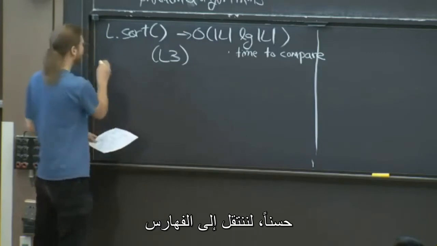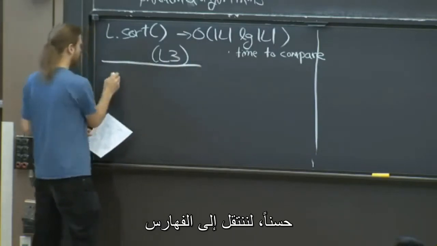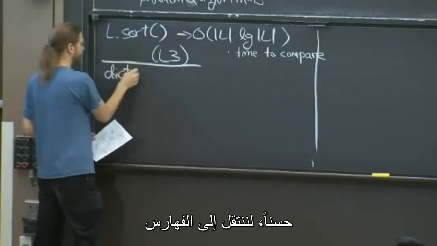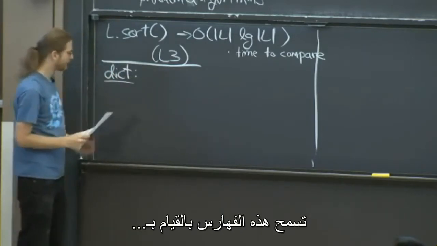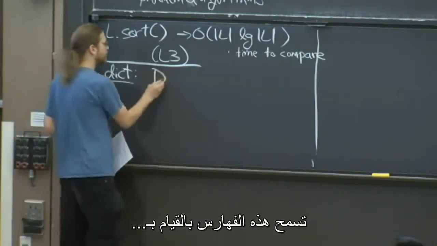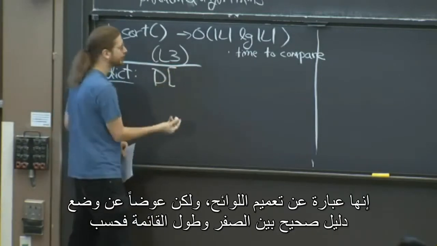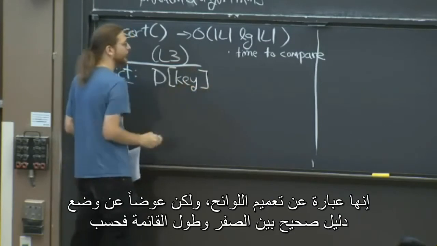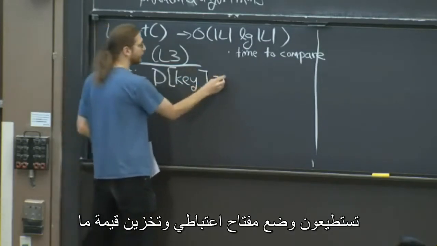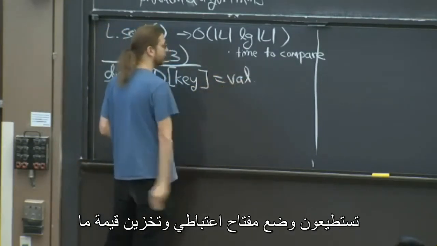All right, let's go to dictionaries. Python calls them dicts. And these let you do things. They're a generalization of lists in some sense. Instead of putting just an index here, an integer between 0 and the length minus 1, you can put an arbitrary key and store a value, for example.